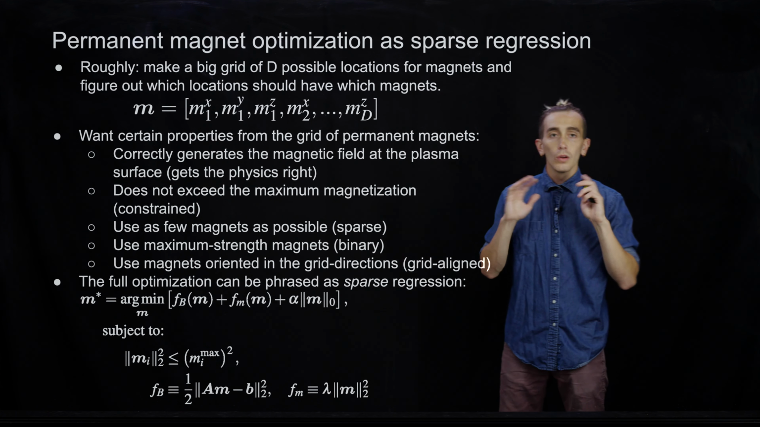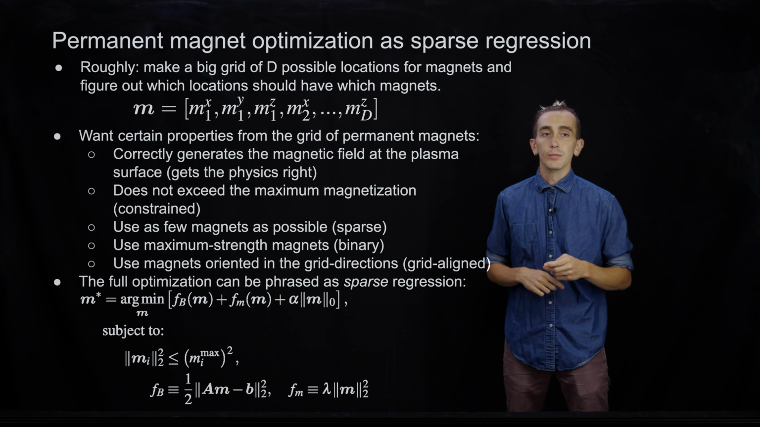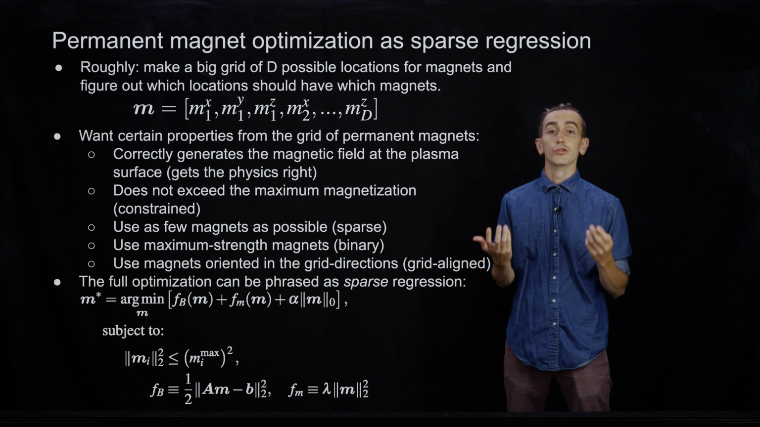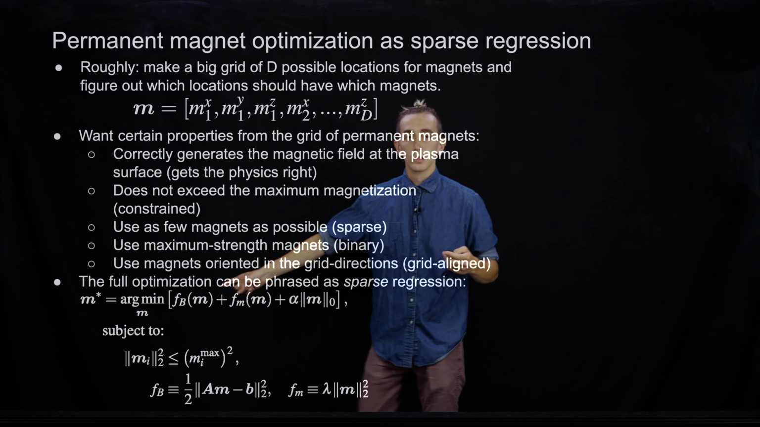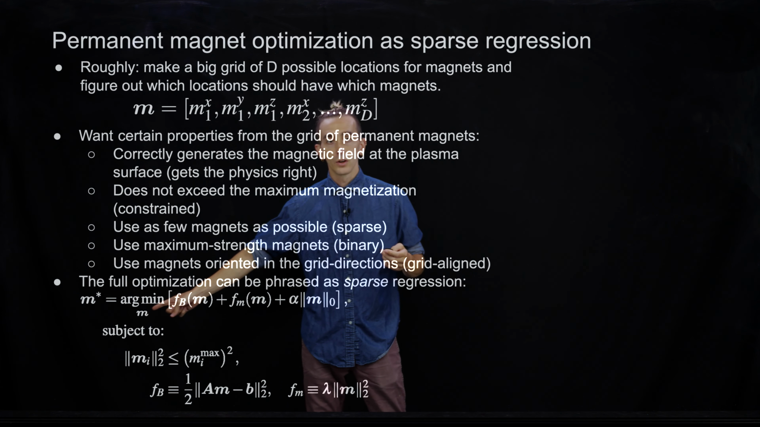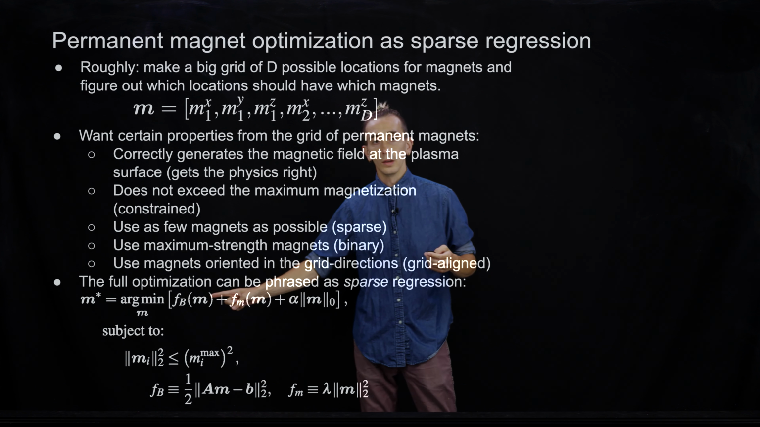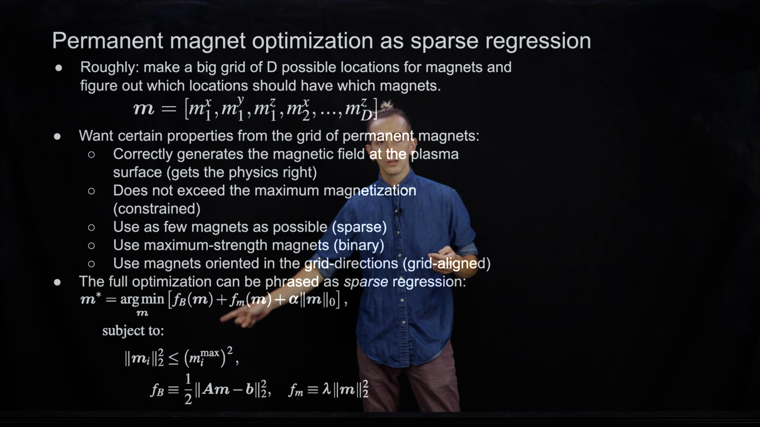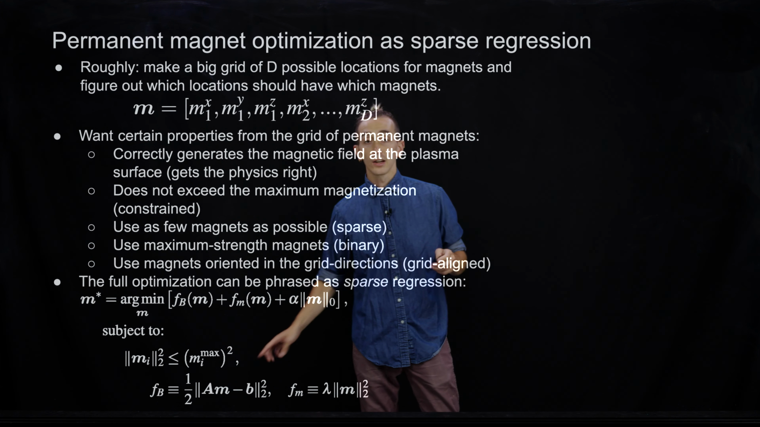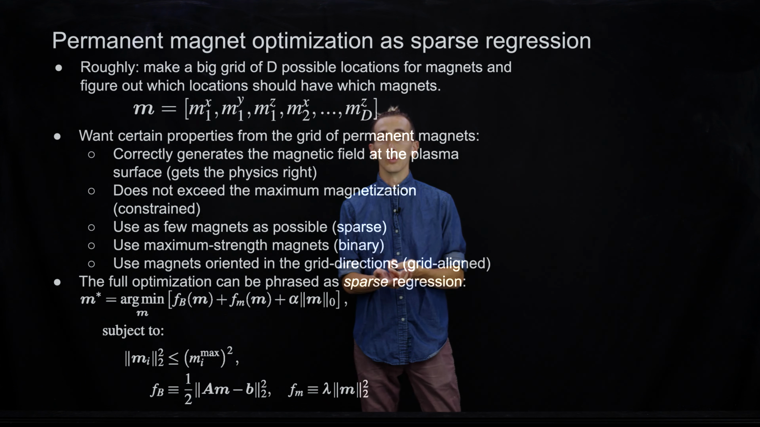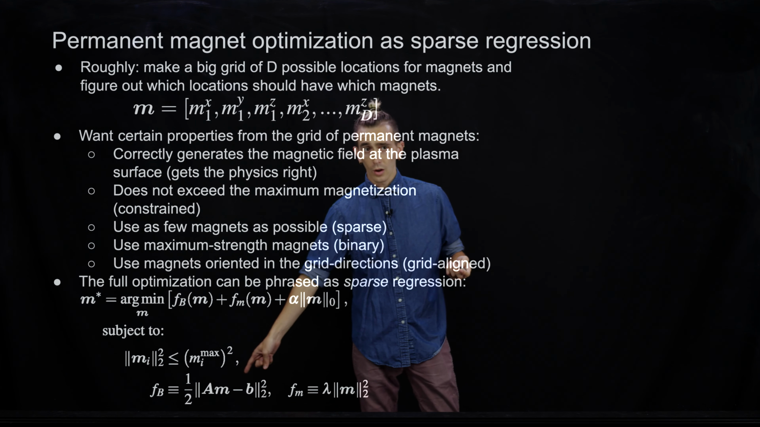So it turns out all of these can be wrapped together into a full optimization problem that's equivalent to constrained sparse regression. Basically we're going to minimize some objective function over our optimization variables m, and the objectives are going to be this f_B term, which is a linear least squares term in the m variables. In fact, this encompasses all the physics that we want to include in our optimization. So all the physics is just a linear least squares in m.